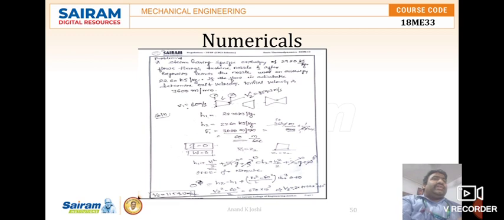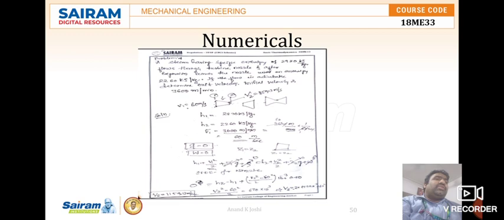H1 is given as 2930 kilojoules per kg, and H2 is 2260 kilojoules per kg. The inlet velocity is given in meter per minute, which we have to consider in meter per second, because we have to make everything SI units. To convert to meter per second, you divide by 60, so 60 meter per second is the inlet velocity. Assume that for the nozzle there is no datum line, so Z1 equals Z2. The inlet and outlet heights are the same. As it is adiabatic, Q is 0, and the nozzle performs no work, so W is 0.